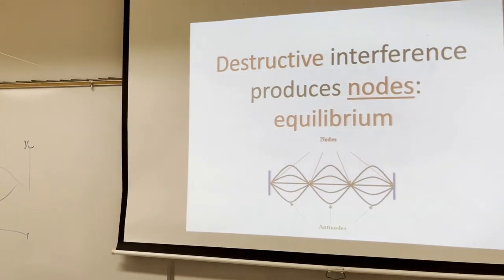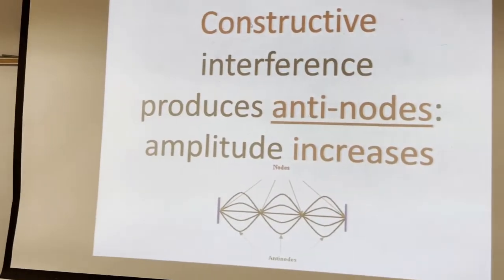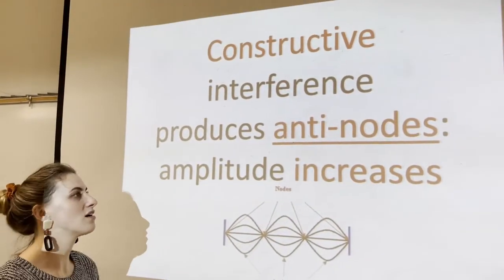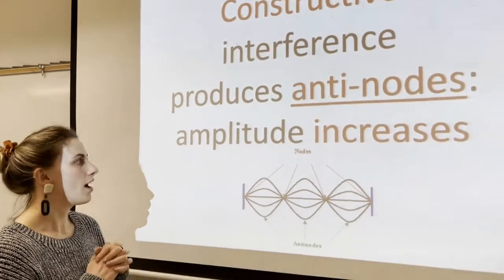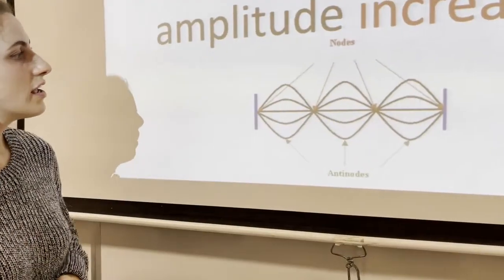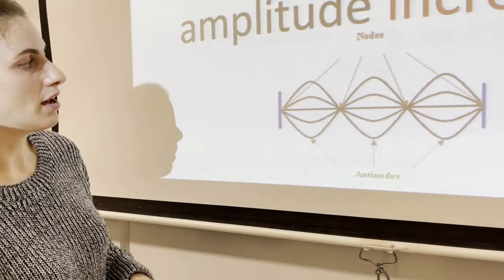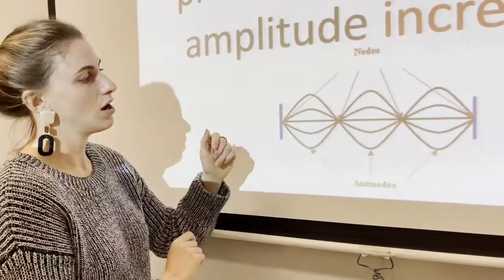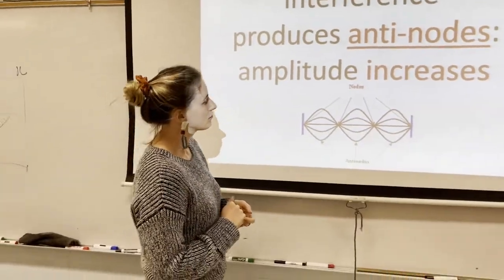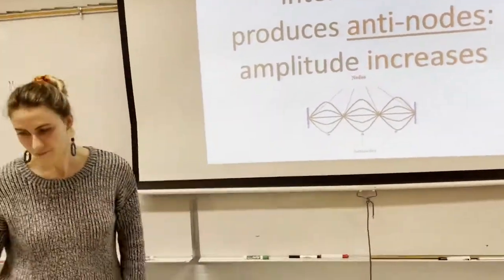Okay. How about what happens when we have constructive interference? Well, this produces what we call antinodes, and those are the bumps. That's where our amplitude is being increased. That's when we have a crest and a crest meeting, or a trough and a trough. And they give you constructive interference. So that's an antinode.